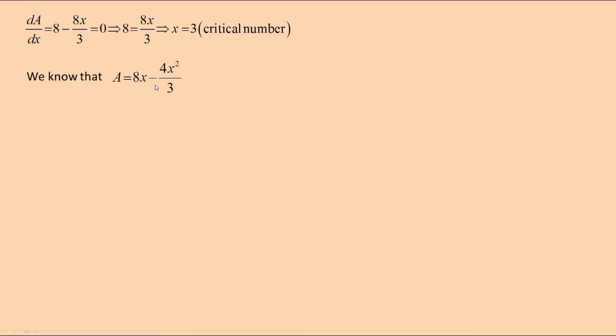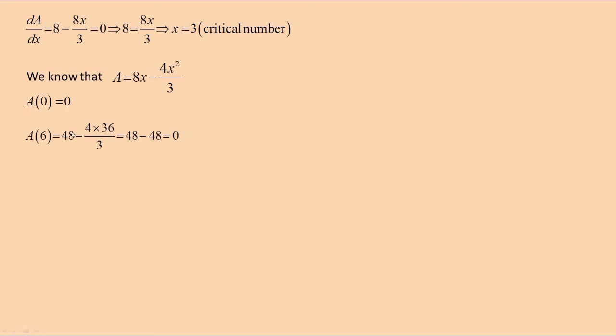So A is equal to 8x minus 4x squared by 3. You take the x coordinates of the endpoints and also the critical number, substitute in this, and find the values of A. So A of 0: you have to put 0 in place of x, so A is 0.